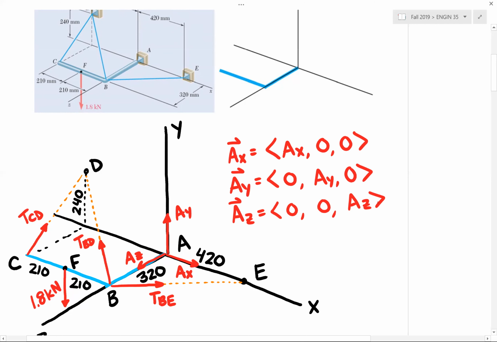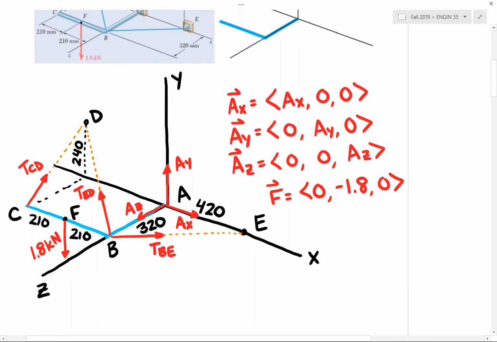We have that other vector, let's just call it F, that's our given force, and that is 0, negative 1.8, 0. We haven't really been writing out our vectors that are in just one direction like this, but I thought it might be helpful to see these vectors written out like that. So now we're going to focus on our 3 tension cables and breaking them up into their X, Y, and Z components so that we can add them in to our equations.